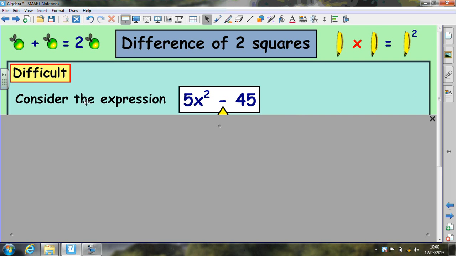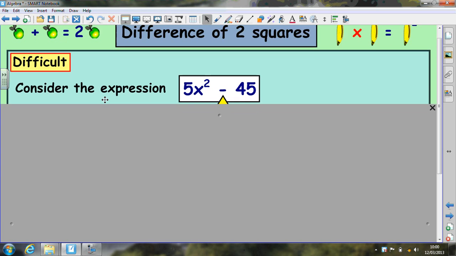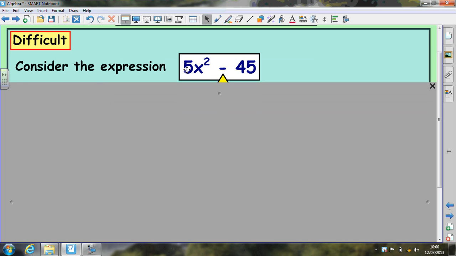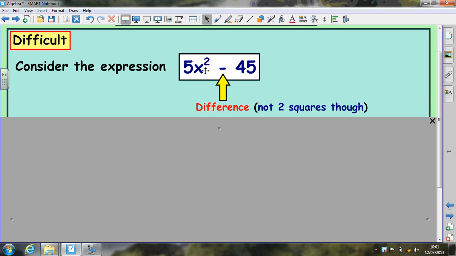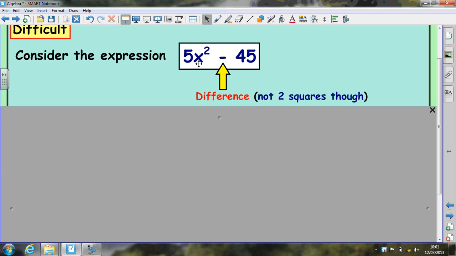Okay, let's look at more difficult difference of two square questions. If you look at this example here, first, we've got a subtract in the middle. We've got an x squared, but 5 is not a square number, and neither is 45. But let's see if we can do something first to make this into a difference of two squares question. Looking at it, we should be able to recognise that 5 is a common factor to both parts here.